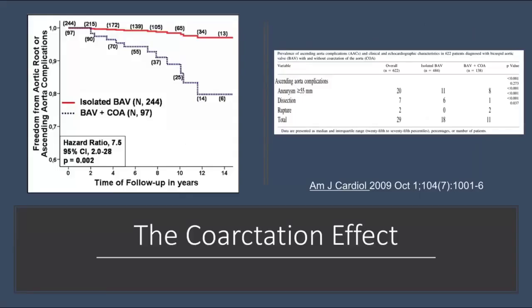How about the coarctation effect? We know that about 50% of those with coarcs, or maybe even more, have a bicuspid aortic valve. This study published in 2009 looked at the aortic complications associated with BAV alone, which you see in red, and those with a bicuspid aortic valve with coarcs. It's not surprising, but we see that the cohort with a coarctation have higher rates of aneurysm, and they also have higher rates of dissection and rupture.